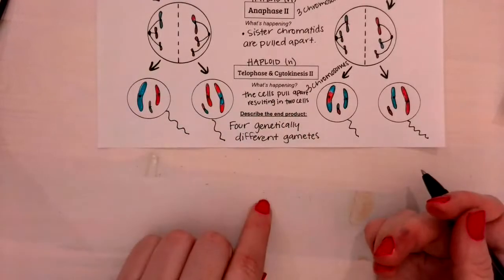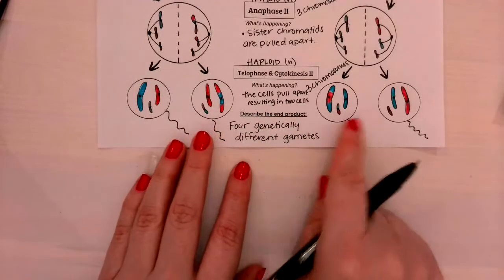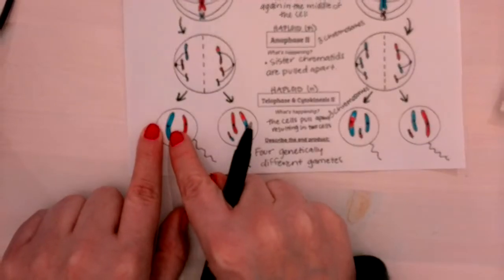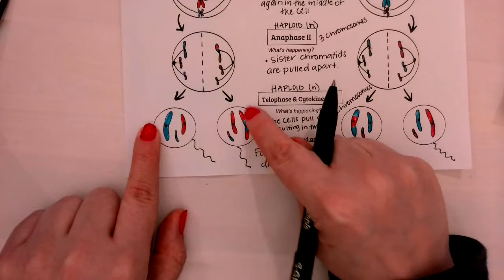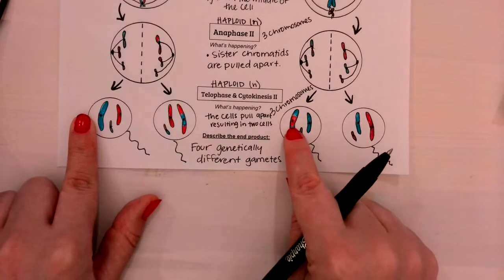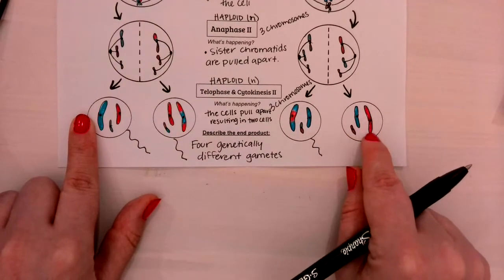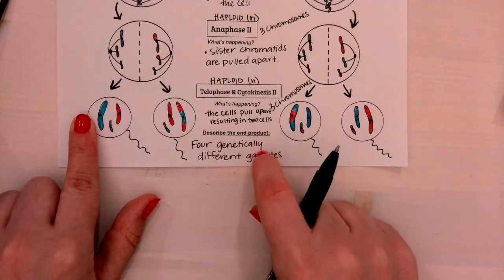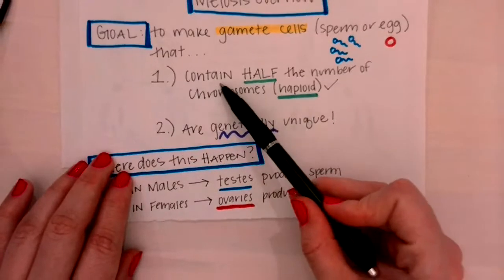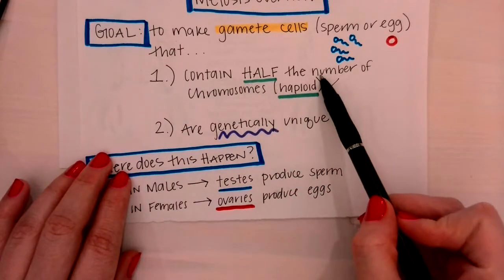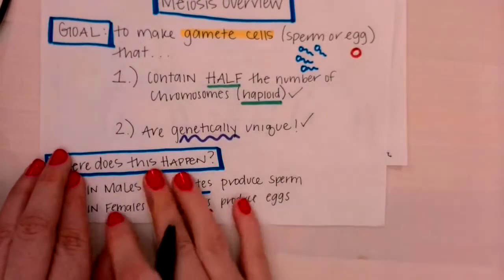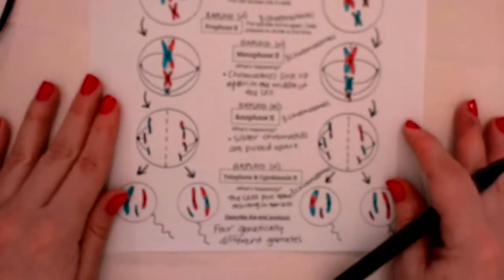All right, so here we have 4 sperm cells, genetically different, because if you really look, notice we got 1 large blue chromosome here. This side contains blue and pink. This one over here contains blue and pink, and then this one's a completely pink one. Okay, so that is where the genetically different gametes come from. And again, have we met our goal? Have we made gametes that contain half the number of chromosomes? Yes. Are they all genetically unique? Yes. All right, so that is meiosis.